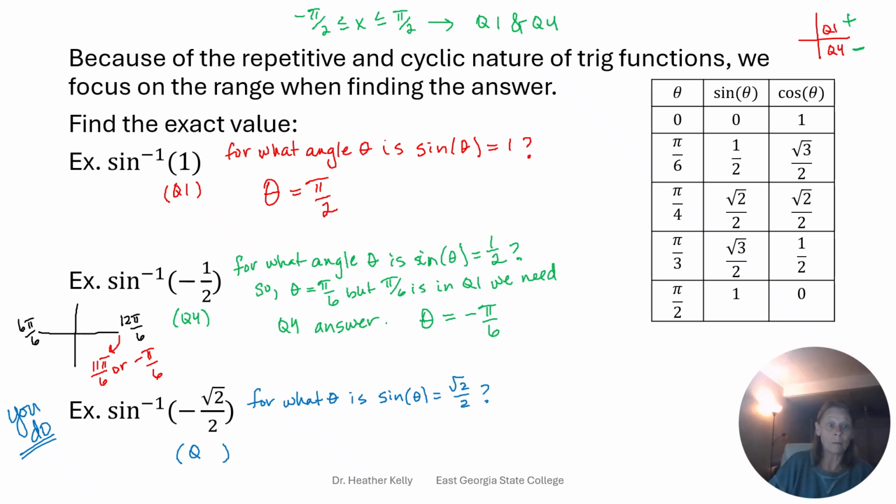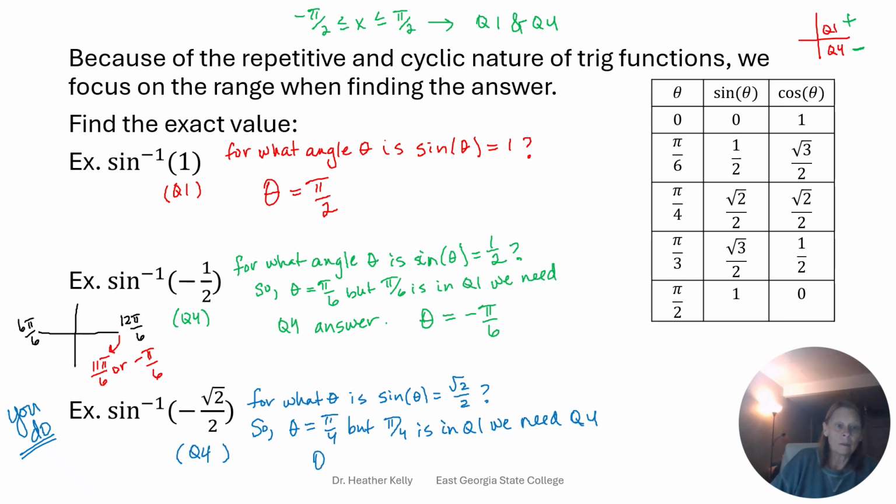Okay, so because of the argument here being a negative number, we're looking for an answer in quadrant 4. So first we find the answer in quadrant 1, and then we adjust, just like we learned how to do in chapter 7. So theta is equal to pi over 4 to give the value of the square root of 2 over 2 when evaluated by the sine function. But pi over 4 is in quadrant 1. We need quadrant 4.